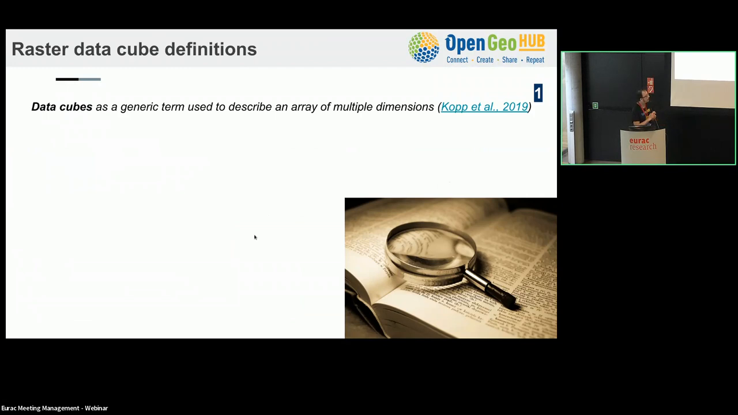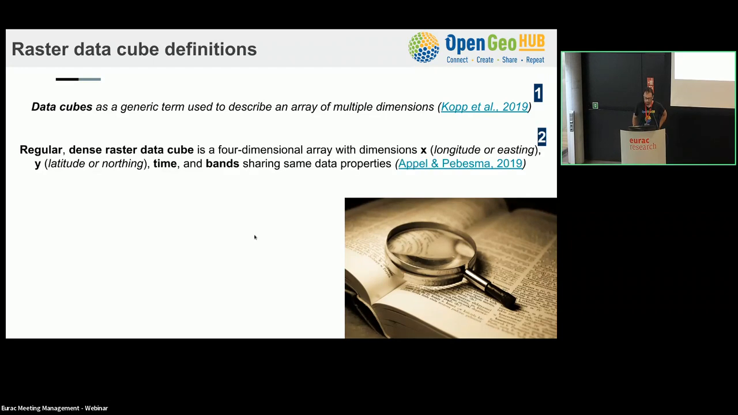So basically, when you talk about raster data cubes, it's important to start with definitions. There is a very generic definition: data cubes is a generic term used to describe an array with multiple dimensions. So this is actually too generic for me. And we have a second definition, defined by Appel and Pebesma.